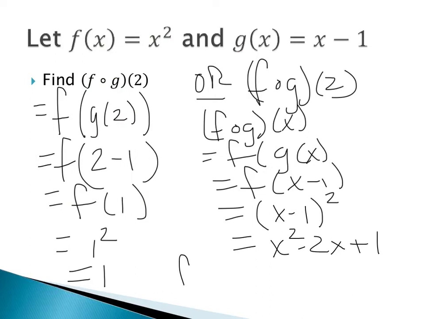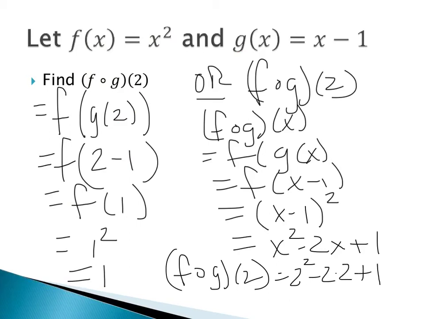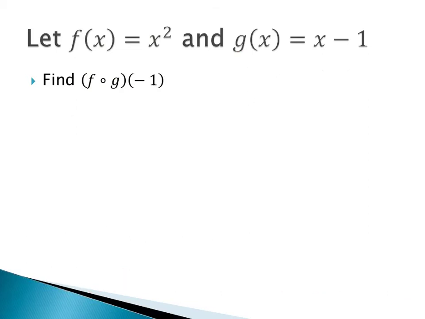Now, when we find f composed of g of 2, we're substituting in the 2. 2 squared minus 2 times 2 plus 1. Well, this is 4 and this is 4. They add to 0, so you just get 1. And, folks, same exact answer. So either way works. You try this one, please. Hit pause and then come back.